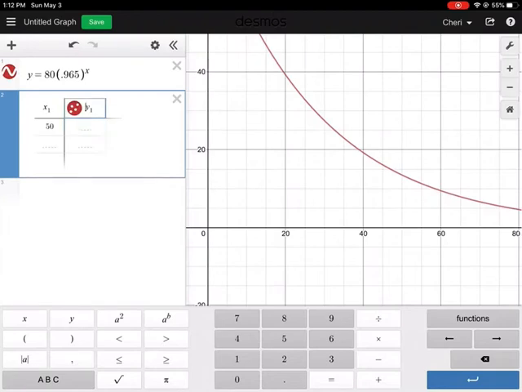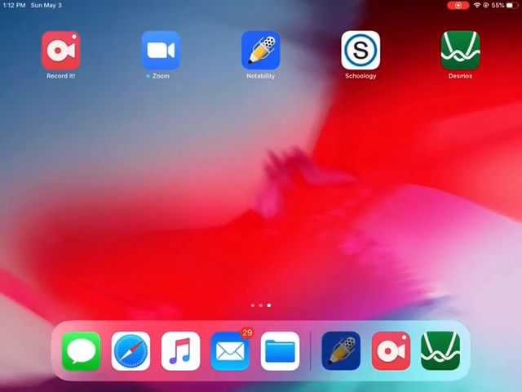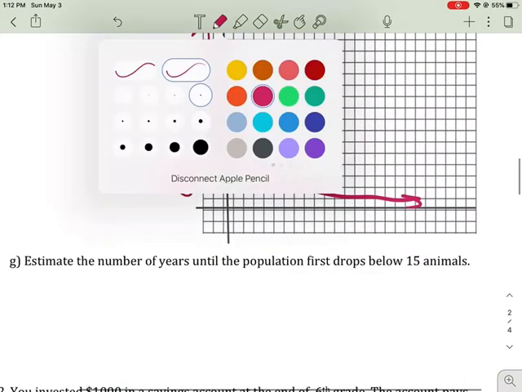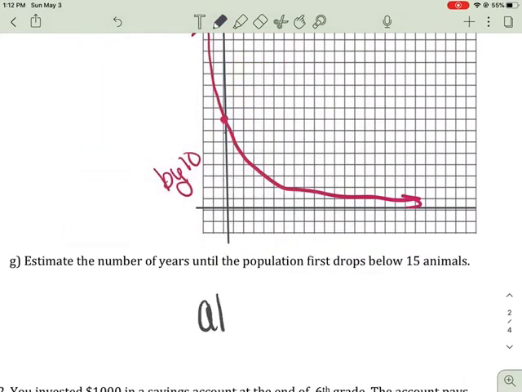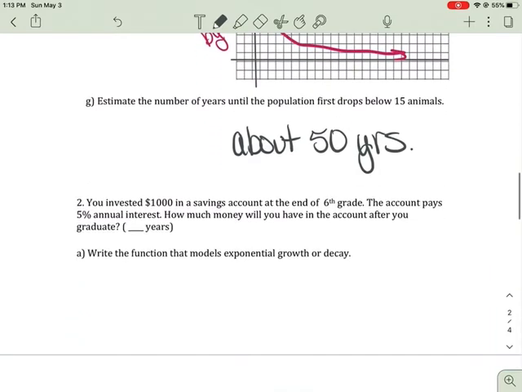What is my y value? Okay, all right, so I'm thinking about 50 years, because you would want to look at the graph and kind of estimate where the y value is going to be 15, 15 animals.